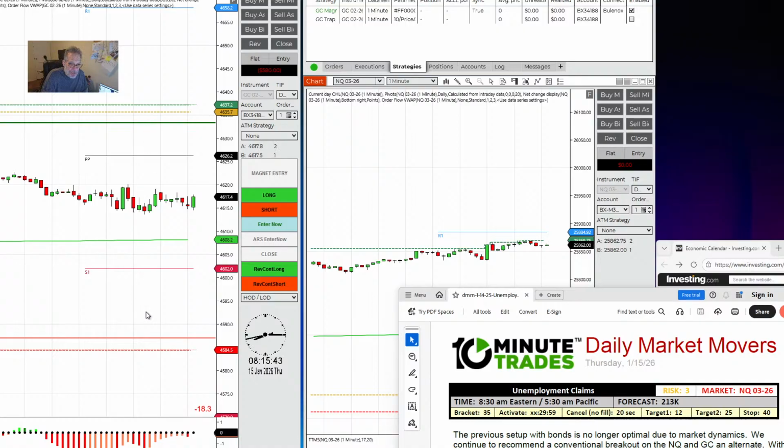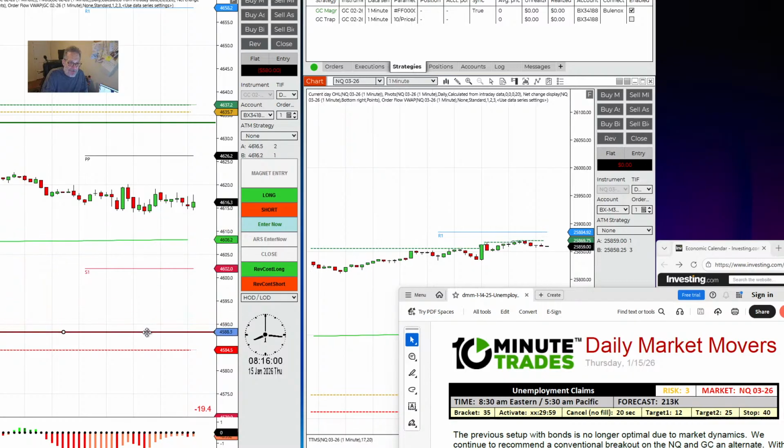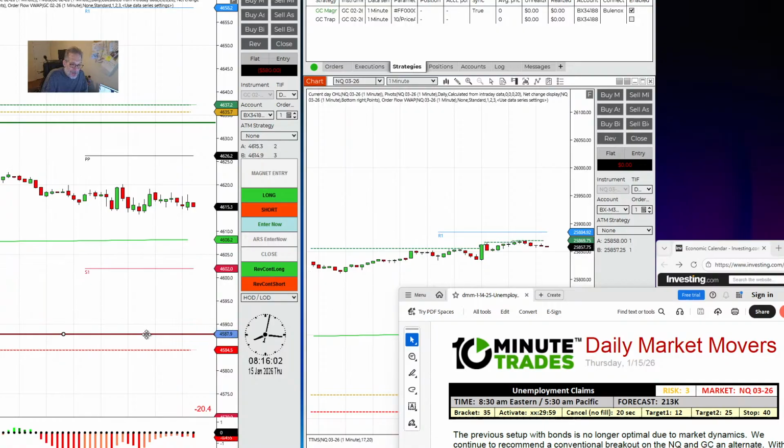If you want to target S1 or the VWAP, because you're going down to the VWAP, use your short order down below to target your VWAP. So if you don't feel like dealing with all the custom level typing in levels, you can fake out the software using the high of day, low of day setup. All right. Very easy to target different areas.